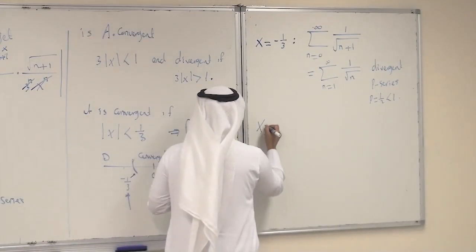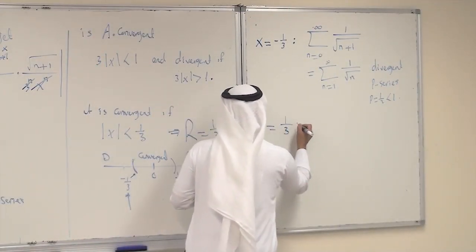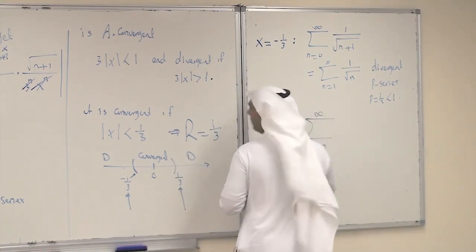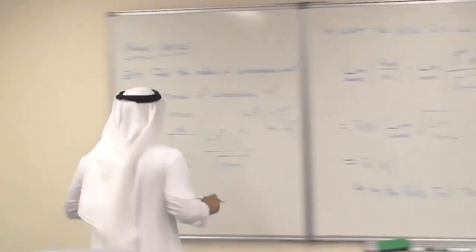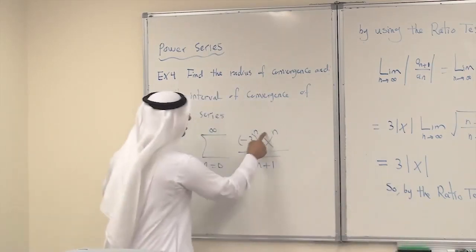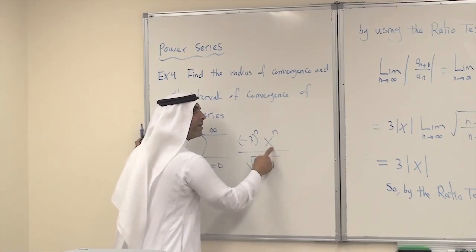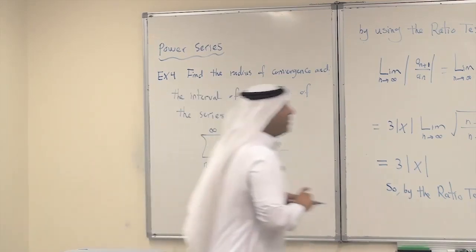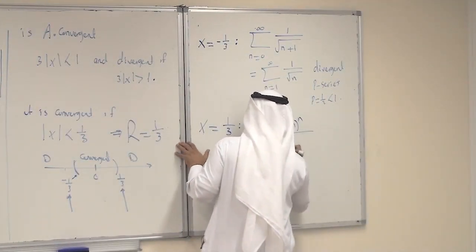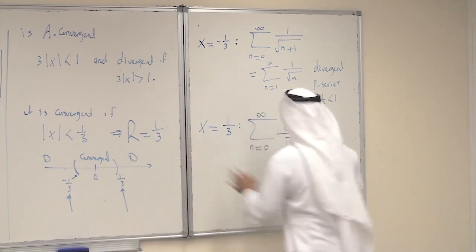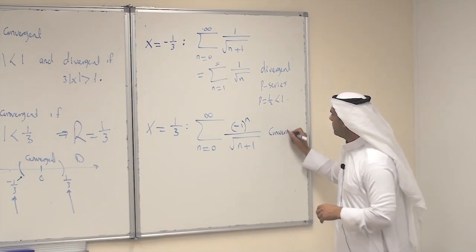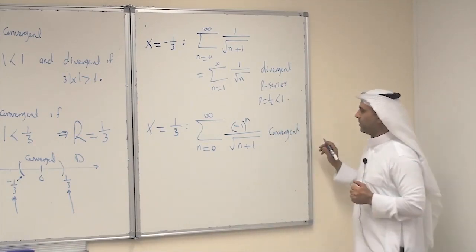Okay, what about x equal to 1/3? If we substitute x equal to 1/3, let us see what we get here. Okay, let's erase our calculation here. Okay, 1/3 to the power n, 1/3 to the power n, and this is minus 3 to the power n. So what we have here is minus 1 to the n over square root of n plus 1. Okay, let me say some words about this. I will say this is convergent. Why is it convergent? This is the question.